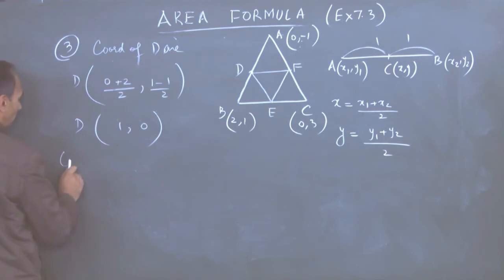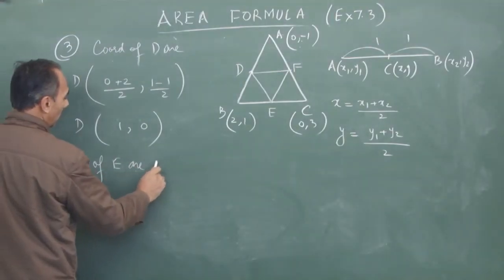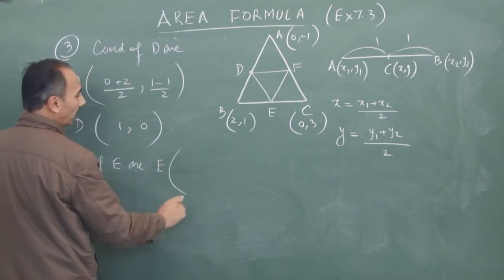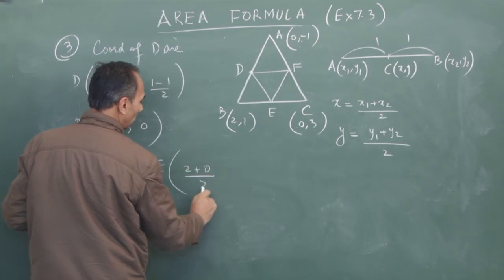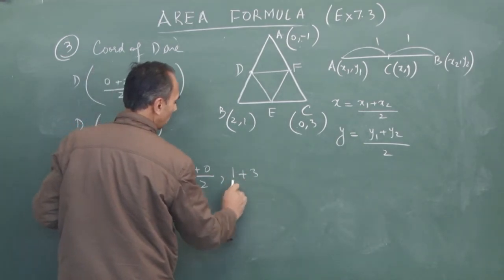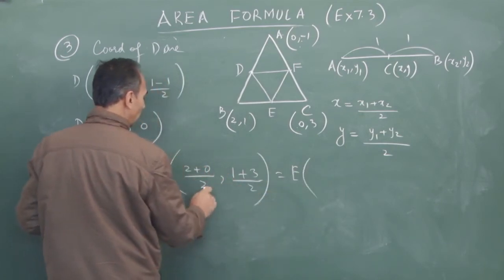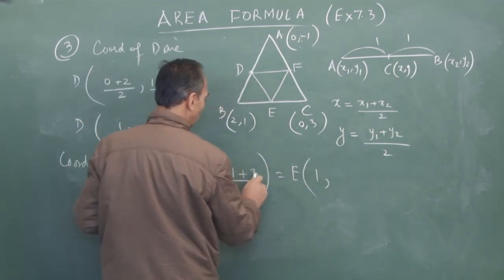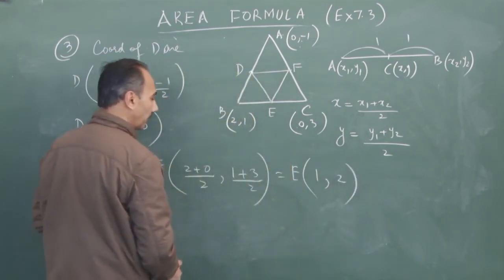Now coordinates of E. E will be (2 plus 0) by 2, comma, (1 plus 3) upon 2. That is simply 2 by 2 is 1, comma, 3 plus 1, 4, 4 by 2 is 2. So we found coordinates of E.